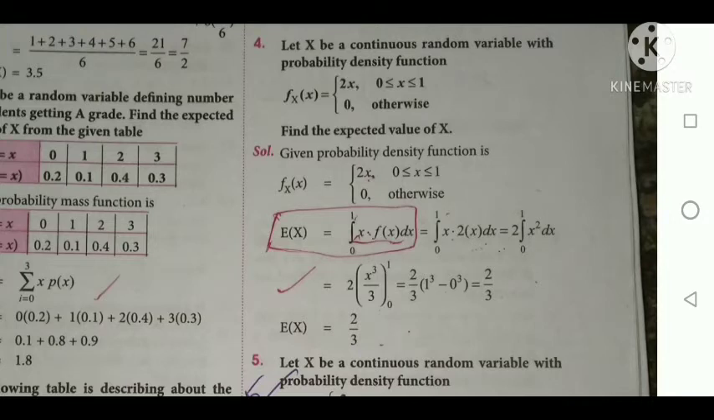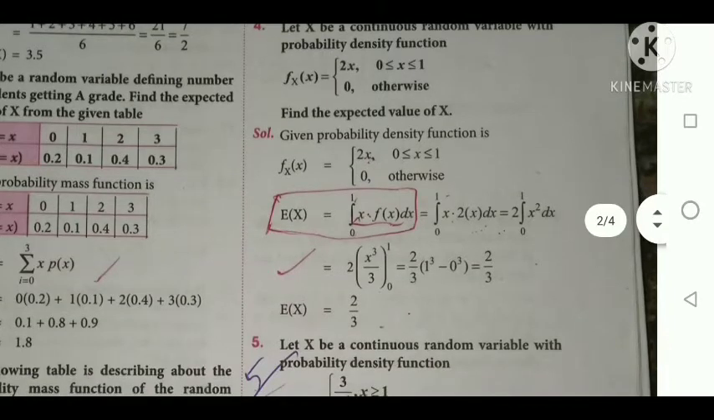If this type of question is given, we have to integrate. Here the limits are given, 0 to 1, and the function f of x is 2x. Okay, we know f of x as well as the limits. The formula for E of x equals the integration from 0 to 1 of x into f of x. That is, first we multiply f of x by x. Here x into f of x, which is 2x, we are getting 2x square.